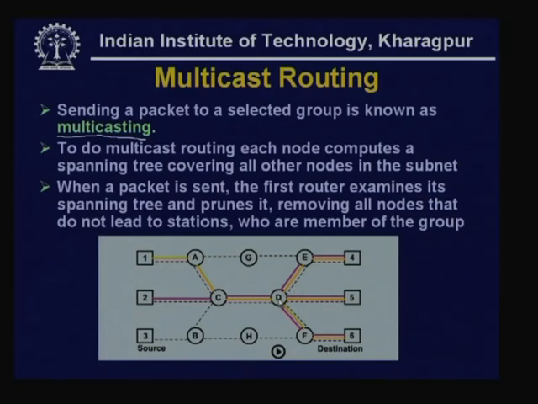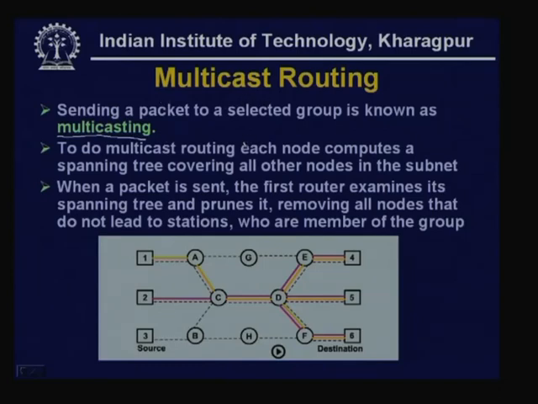And here, as you can see, D will send through all the links, because there are subscribers connected to E, F and directly to D. So, this is the example of multicast routing.